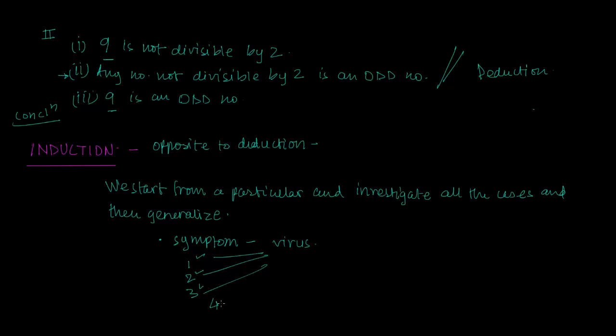Fourth, same, fifth, same, sixth, same. Maybe you started out with, say, 10 symptoms. But as you start looking at the cases, the common symptoms that you see in all of them may start decreasing. Finally, from 10 symptoms you have come down to 5. But now for 6, 7, 8, 9, 10, 100, 1000, say 1 million, you see all of them have the same symptoms. What happens? You now say that whenever this virus is there, you will have these symptoms.